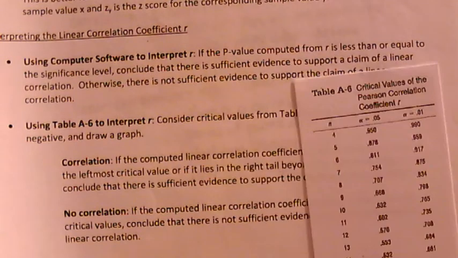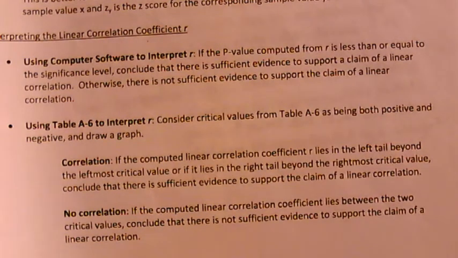Okay, so now, to determine if there is a linear correlation, you want to determine if the computed linear correlation coefficient lies in the left tail beyond the leftmost critical value, or if it lies in the right tail beyond the rightmost critical value. If that's the case, then you conclude that there is sufficient evidence to support the claim of a linear correlation. And no correlation would be this: if your computed linear correlation coefficient lies between the two critical values, then you conclude that there is not sufficient evidence to support the claim of a linear correlation.